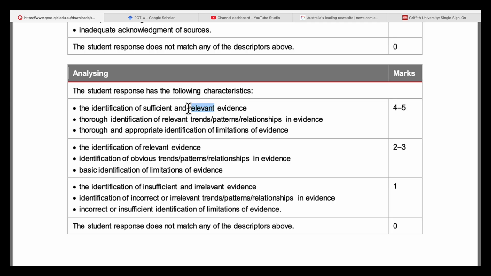Okay, and you want to look at relevant evidence. Now, what do we mean by relevant? It's relevant to the unit. So for the FA3, it's relevant to Unit 2, and the IA3, it's relevant to Unit 4.